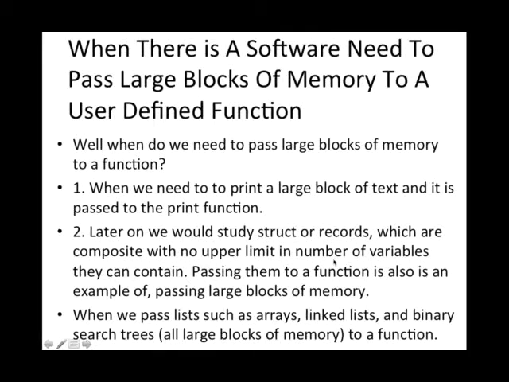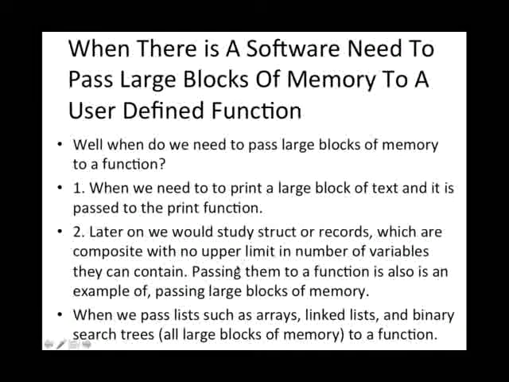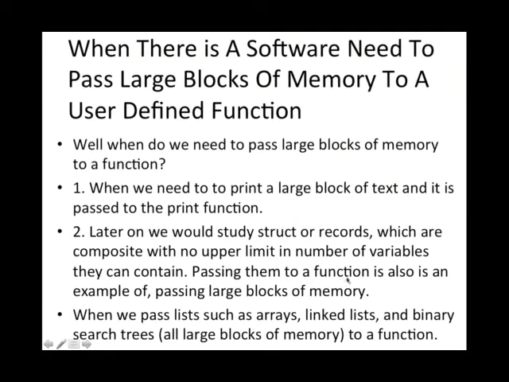Okay. The second situation is that later on we'll learn something about structured records, which are composite data types with no upper limit in the number of variables they can contain. Passing them to a function is also an example of passing large blocks of memory. Or we can pass to functions large lists like arrays, linked lists, and binary search trees. These are all large blocks of memory that could be passed to a function. Those are some of the examples. And each one would be a huge memory hog if it was passed by value, passed by copy.